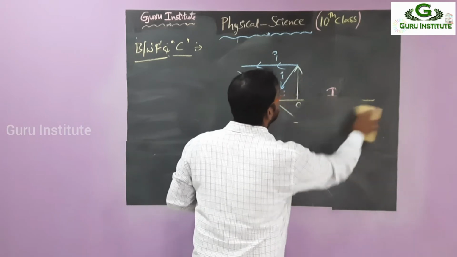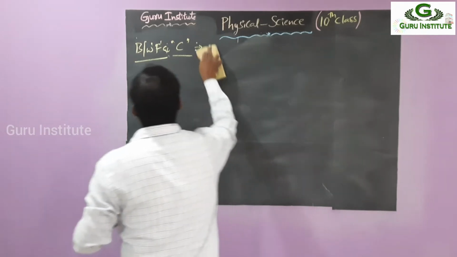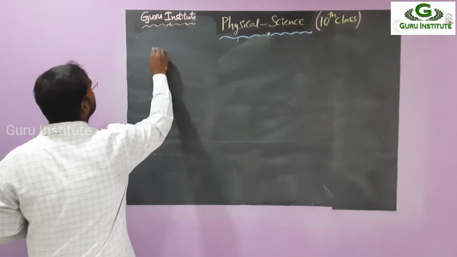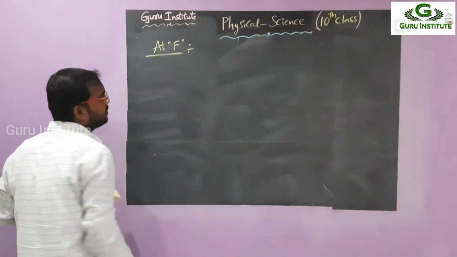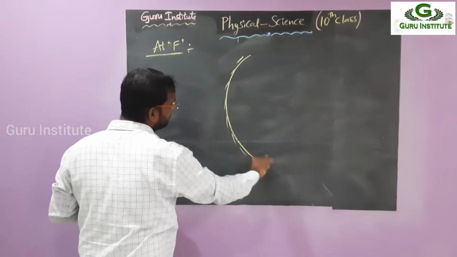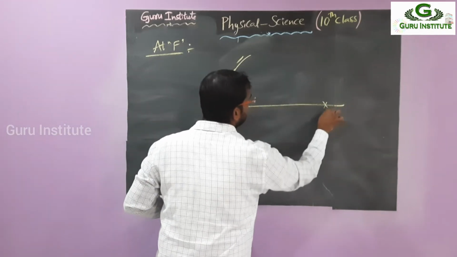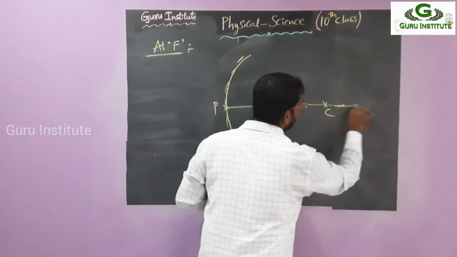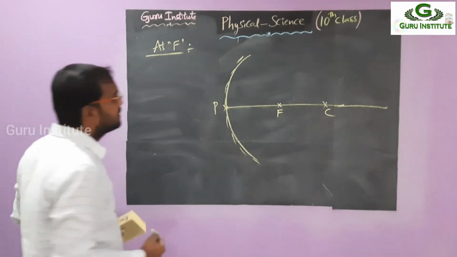Okay, right? So what is the next case? At F. At F means what? Focus point. At the focus point we have to see how it would be. Same thing as before, draw the reflecting surface and shading. Take the pole, take the principal axis and the center of curvature. In the middle you have to take the F. I'm extending this one. So what is our case? At F.